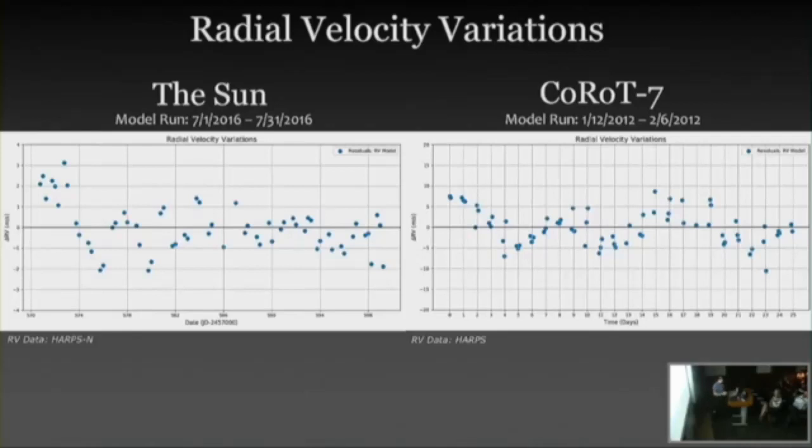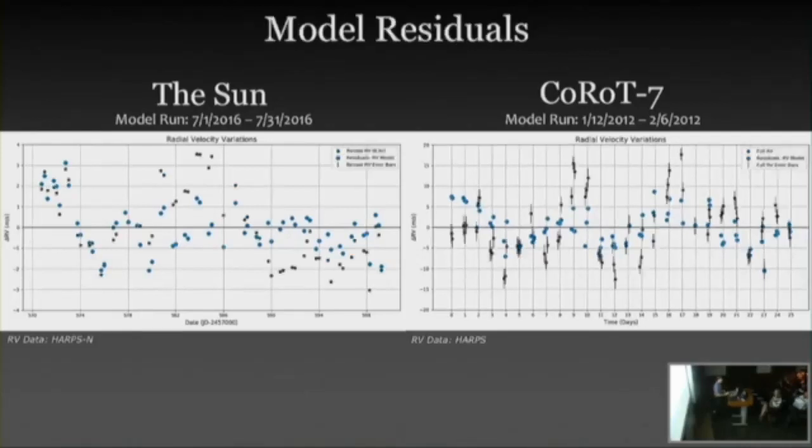And another problem is that if we overplot the measured radial velocity, remember, these are no longer the model. This is the residuals with the measured RV in the background.